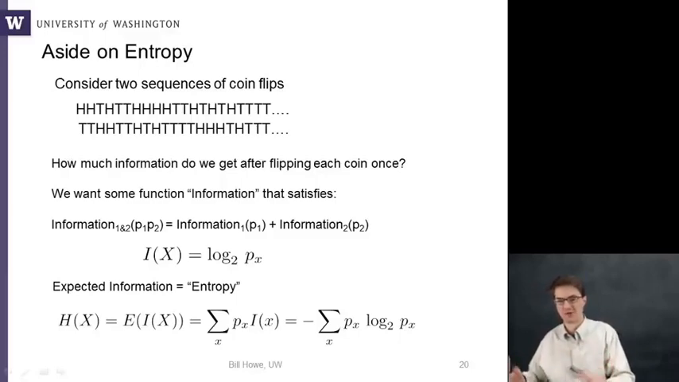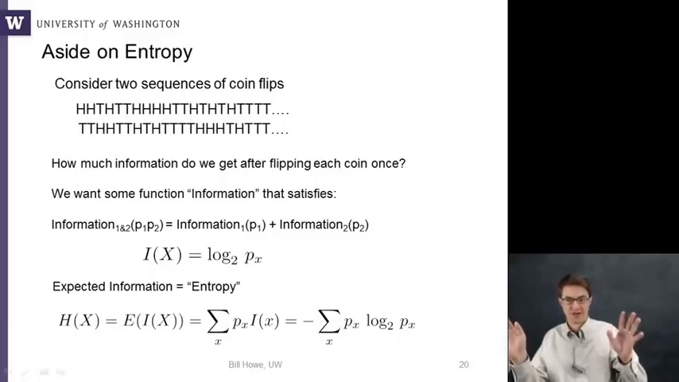Okay, so with a fair coin flip, it's 0.5 times 0.5. So information of 0.25 ought to be the same as information of 0.5 plus the information of 0.5. Okay, and it's here on the slide. The function that gives you that is log base 2. Fine, so that's the information.